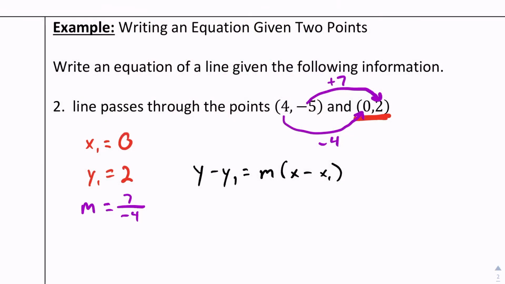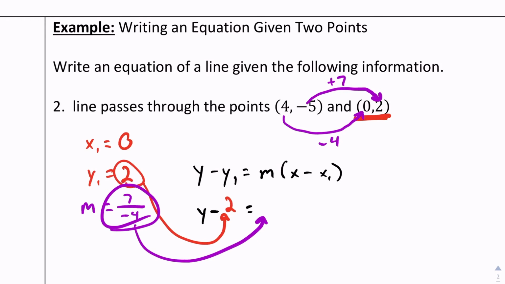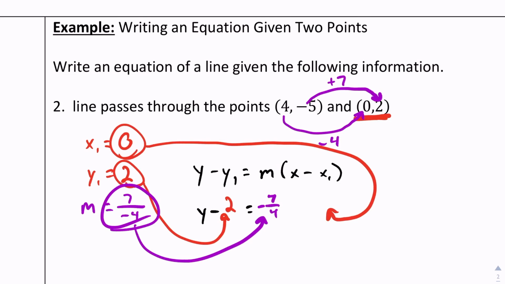So here we got y minus, then we're going to take y1, which is 2, and put that in there. Then we're going to take the -7/4, and we're going to put that in for m. And then we're going to take the 0, which is the value of x1, and we're going to put it at the end there. So we're going to have here parentheses x minus 0.